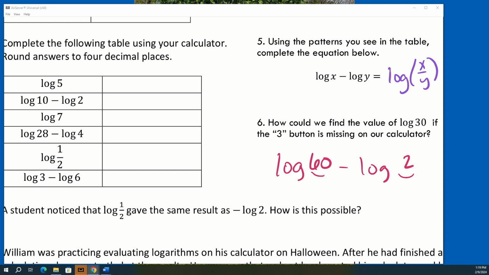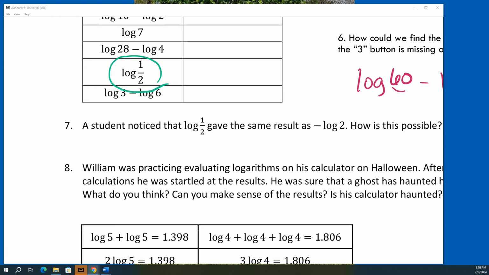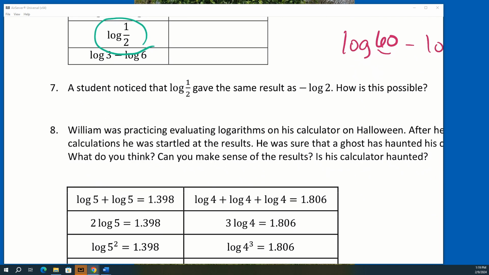Okay, and then number 7 says that a student noticed that log of 1/2, which is what you guys did right here, gave the same results as negative log of 2. How is that possible? So, it is, but I don't think that's the reason. So if we are going to separate these, we have log of 1/2. We can rewrite it as log of 1 minus log of 2.